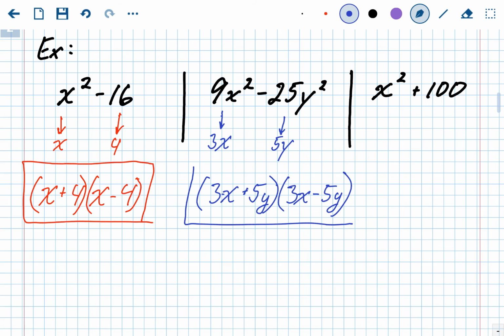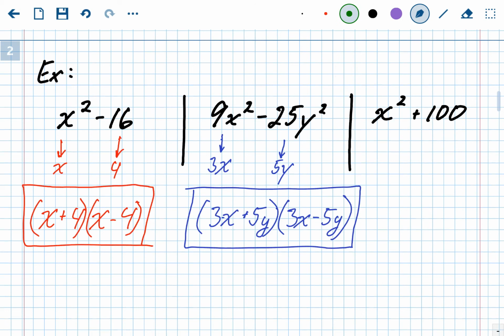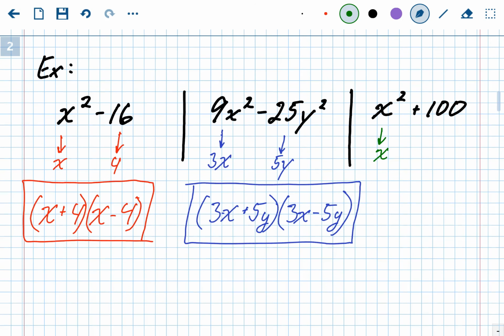Alright, and then the last one, x squared plus 100. Run through the questions. Are there two terms? Yes, x squared and 100. Are they both perfect squares? Yes. X times x is x squared, 10 times 10 is 100. Are you subtracting? No, you're not. This is not a difference of squares. Okay. So it looks like it's the same pattern, but again, it has to be a difference. It has to be a subtraction. So this one's actually prime. It's not factorable. Just make sure when you're using the pattern, make sure it actually follows the pattern.